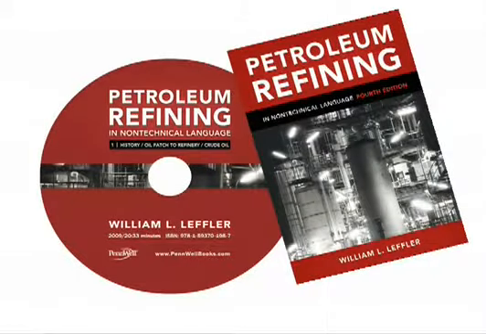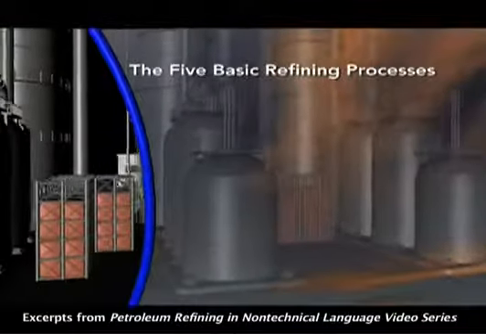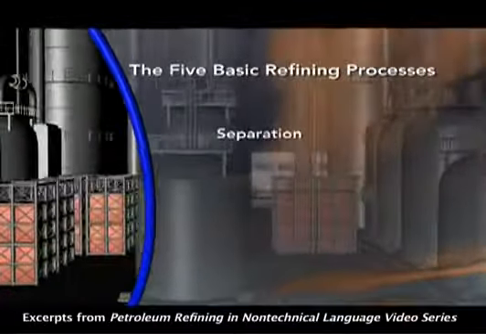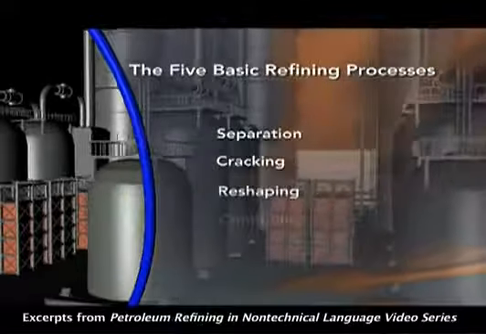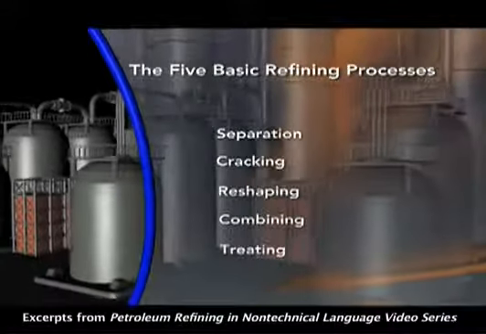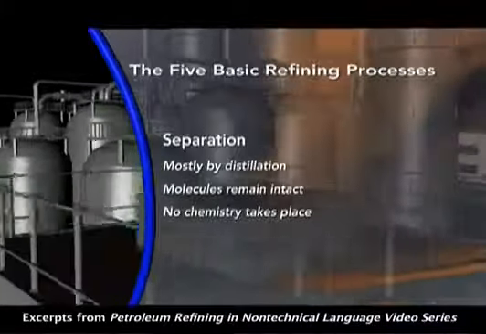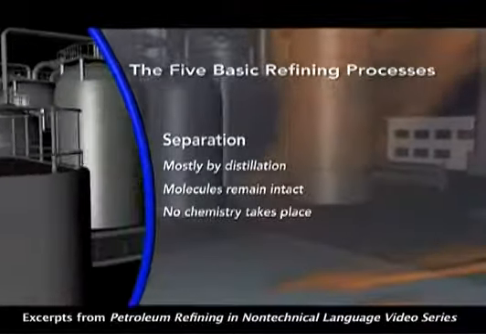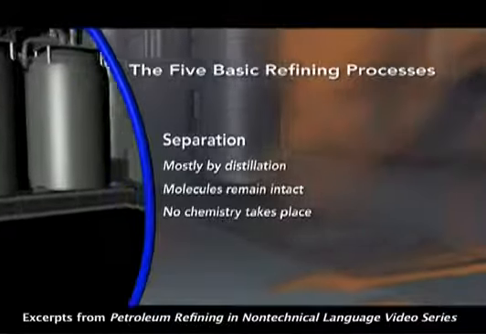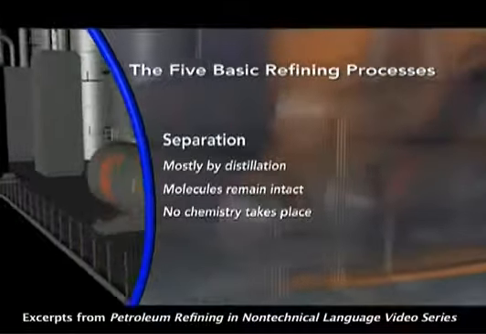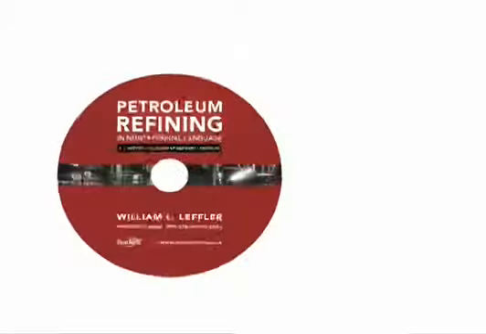The 5 basic processes of refining remain the same. They include separation, cracking, reshaping, combining, and treating. Let's have a look at each. Separation, mostly by distillation. Here the molecules remain intact and no chemistry takes place. This is the only process of the 5 that has no chemistry associated with it.